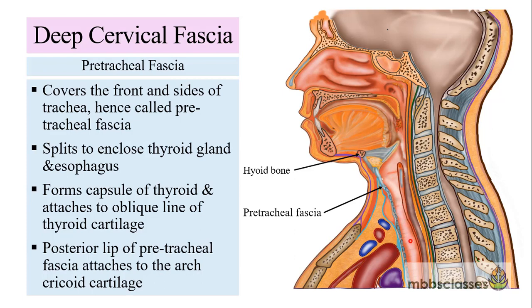If you see here, this is the trachea, this is the thyroid gland, and this is the esophageal layer. The pretracheal fascia encloses the posterior part of the esophagus, and the portion of the pretracheal fascia which is present posterior to the esophagus is called the buccopharyngeal fascia. This buccopharyngeal fascia begins at the base of the skull and ends inferiorly at the thoracic cavity.